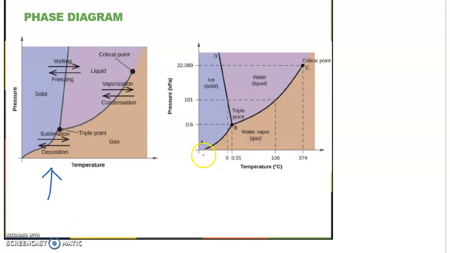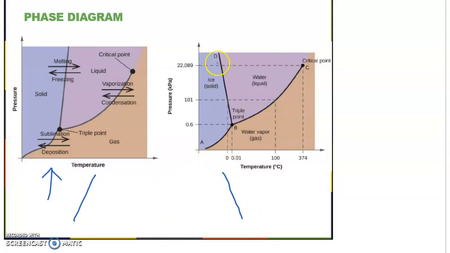Very rarely you will see it like this. This one is for water. So why do I say it's very rare? Because when you look at the line between the solid phase and the liquid phase, over here the line is inclining to the right side. Over here it is inclining to the left side. So that is the difference.